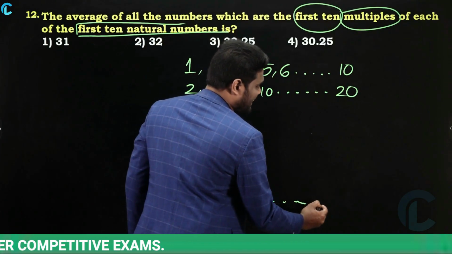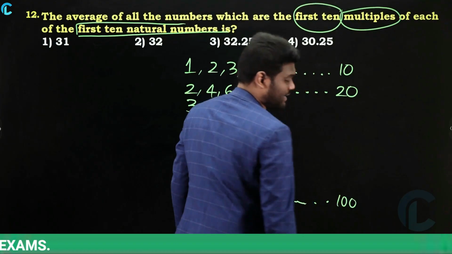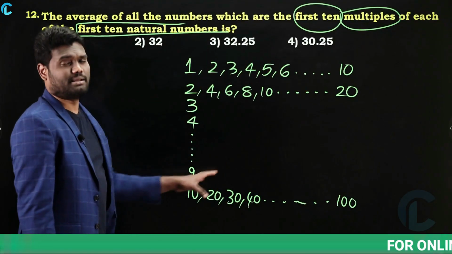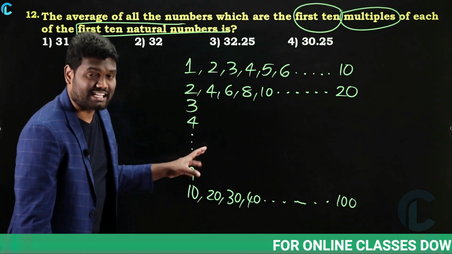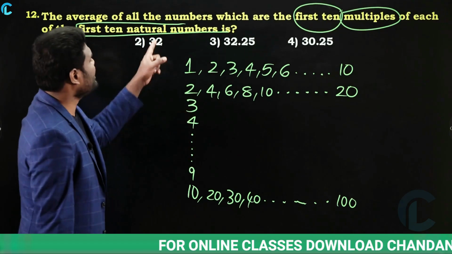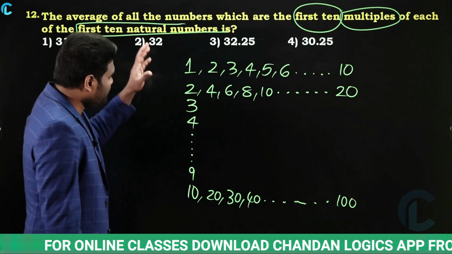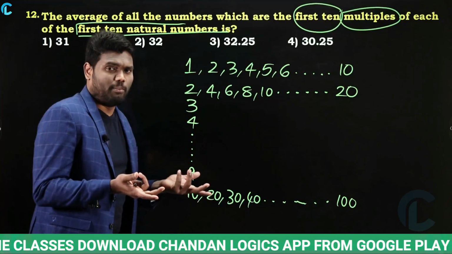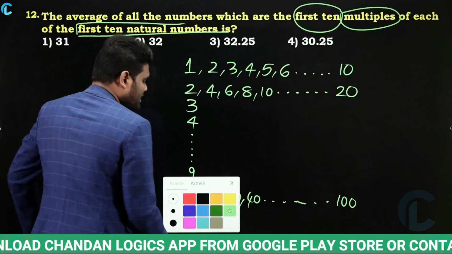It is going to be 10 10 times, that is 100. Now we need to add all these numbers, add all these numbers divided by total numbers. Then you are going to get this answer. Okay. So if we are going to do this, the calculation is going to be complicated. So what I am going to do is observe here carefully.